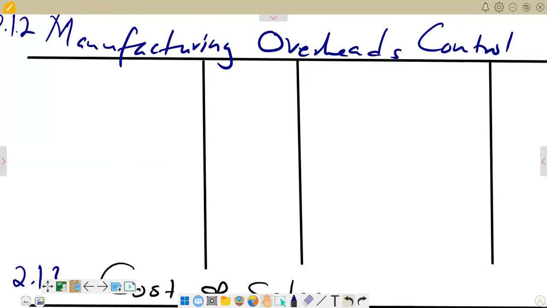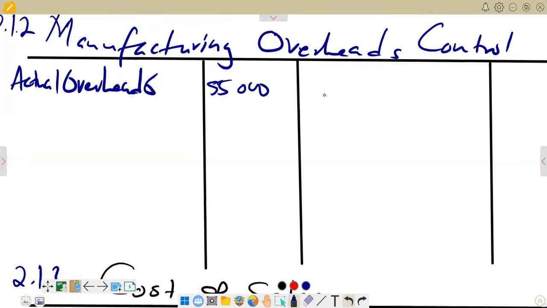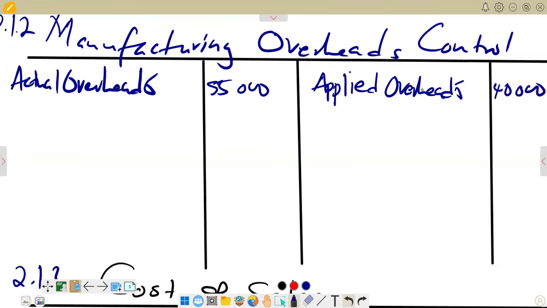So here on manufacturing overheads, what we are saying is that we have actual overheads that are going to come on the debit side, and the figure for actual overheads that we have is 55,000. And then we have applied overheads that is going to be credited here, the figure that we debited in the production control, which is 40,000. And then the balance we transfer to the cost of sales.